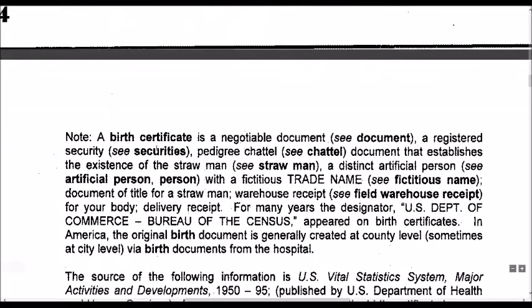Note, a birth certificate is a negotiable document. See document. A registered security, see securities. Pedigree chattel, see chattel. Document that establishes the existence of the straw man, see straw man. A distinct artificial person with a fictitious trade name, document of title for the straw man. This is a warehouse receipt for your body, a delivery receipt.